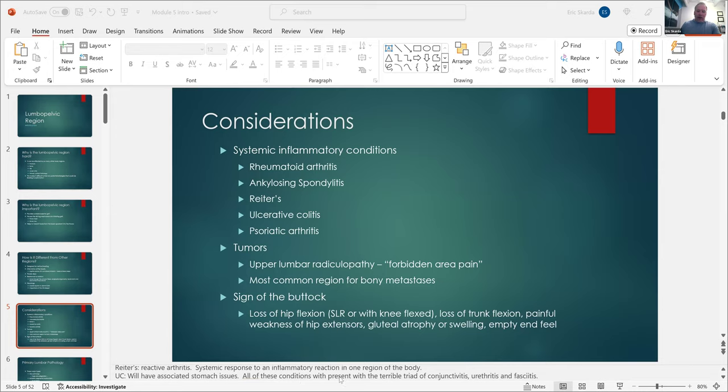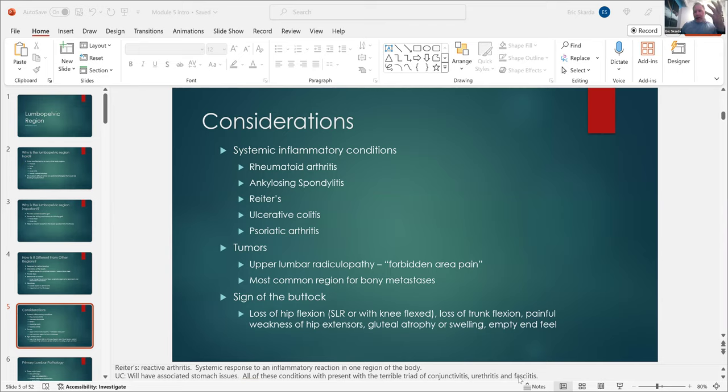They'll present with this triad, if you look down here on the notes: conjunctivitis, so irritation of the eyes; urethritis, which is kind of like a burning when they urinate; and then fasciitis, which tends to be systemic, tends to be bilateral. So things in the palms of the hands, both sides, the soles of the feet, over the lumbar area where the thoracolumbar fascia is, all these sorts of things.